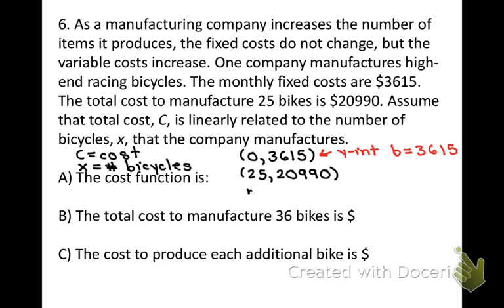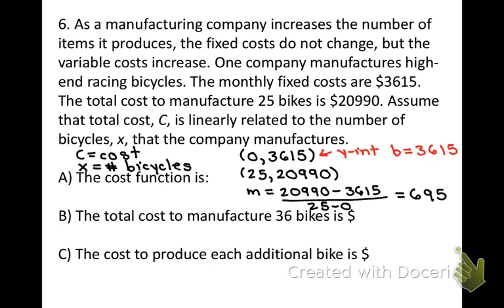Okay, so let's calculate our slope. We are going to have that the slope is 20,990 minus 3,615 all over 25 minus 0. And this is going to come out to be $695. Okay, so my slope is $695.